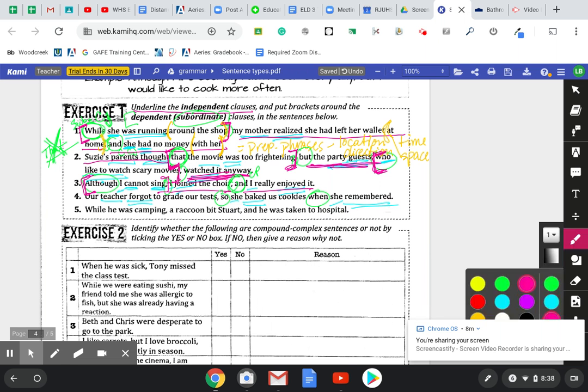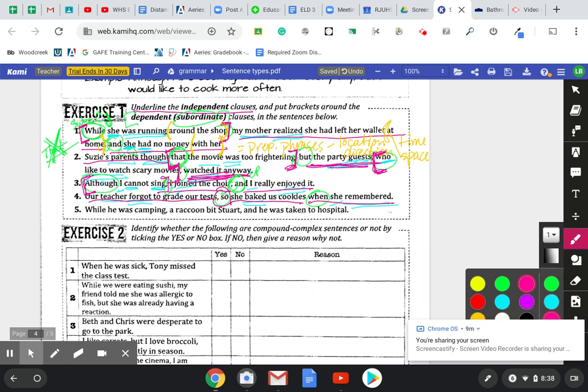So let's go through now and identify independent and dependent. Our teacher forgot to grade our tests. That can stand alone, independent. So she baked us cookies. Again, that's the correct way to join two independent clauses. So boom, she baked us cookies. And when is a subordinating conjunction, so it becomes she remembered.